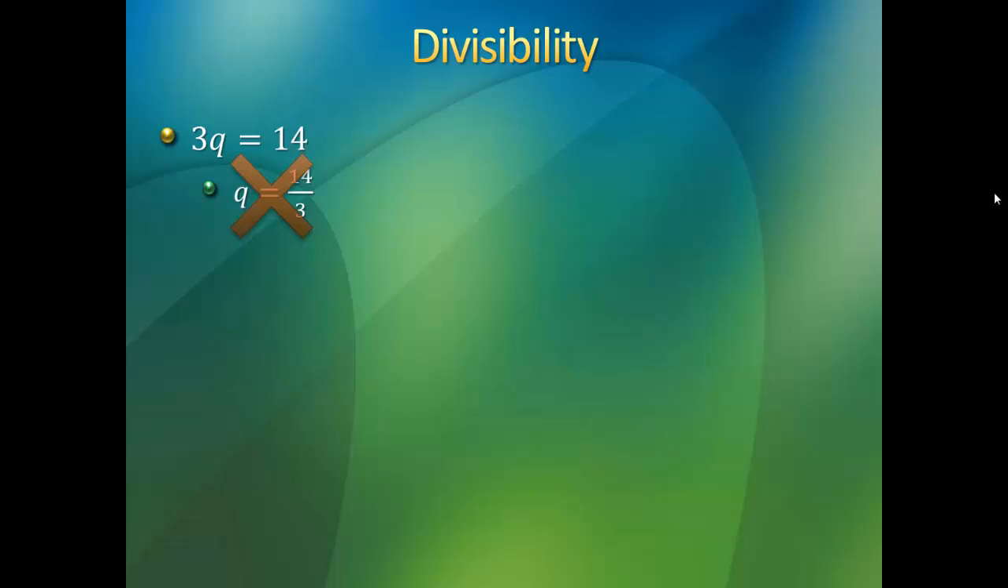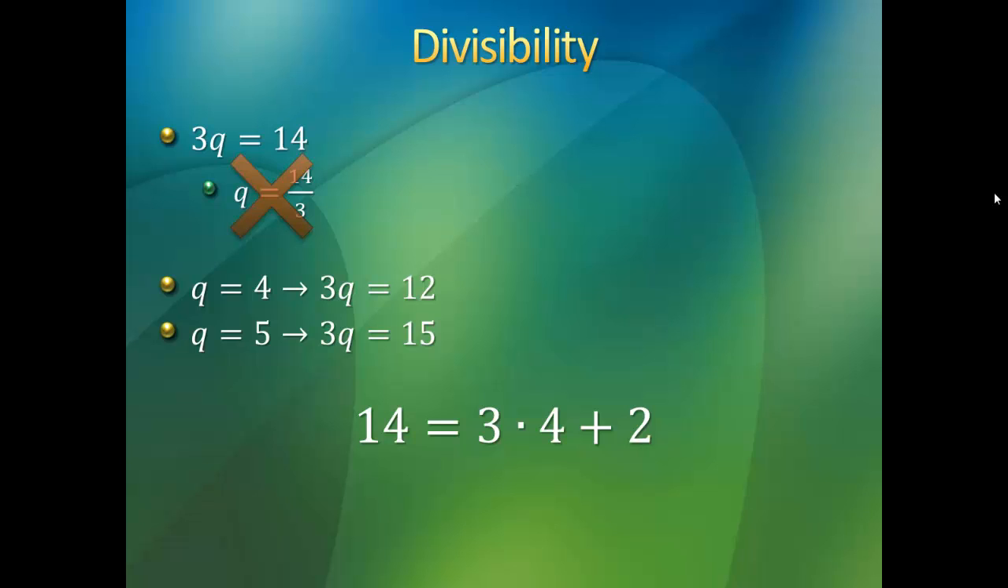We can find a q that'll be just a bit too small, and another q that'll be just a bit too large. So if q equals 4, then 3q equals 12. And if q equals 5, then 3q equals 15. Now, suppose we took the lesser value of q. How much more would we have to add to get to our goal of 14? The answer would be 2. So while there's no way to write 14 as 3 times some integer, we can say that 14 equals 3 times 4 plus an extra 2.